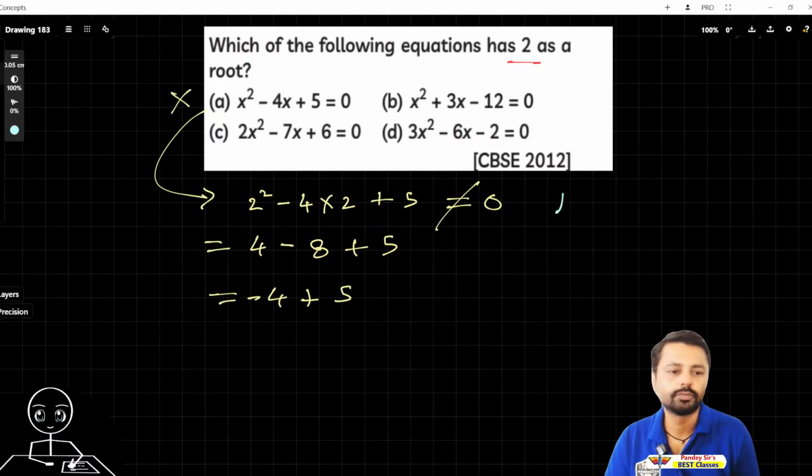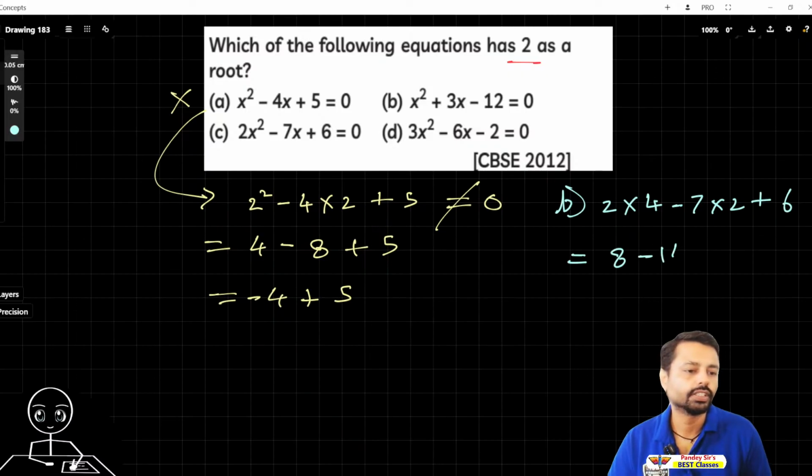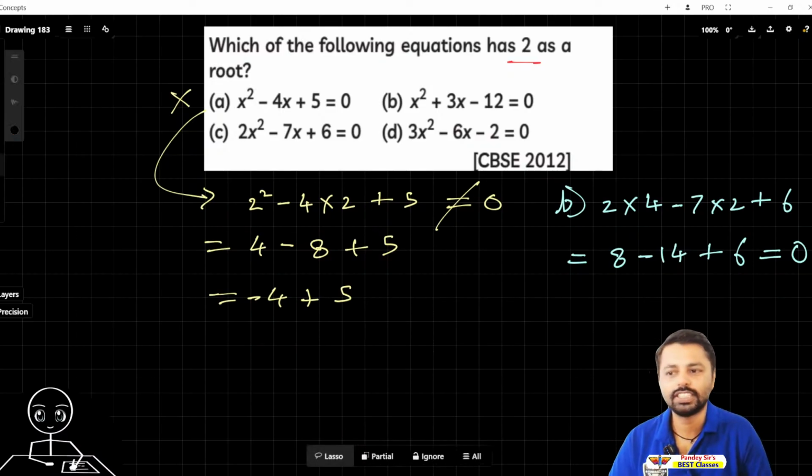Let's try B. 2 into 4, like 2 square, right? So that's 4. So 2 into 4 minus 7 into 2 plus 6. Let's see: 8 minus 14 plus 6. Yes, 14 and 14, both are 14, so that's equal to 0. So which of the following equations has 2 as a root? B. I wrote B, actually it is C. I wrote B, that's my mistake. It's C.